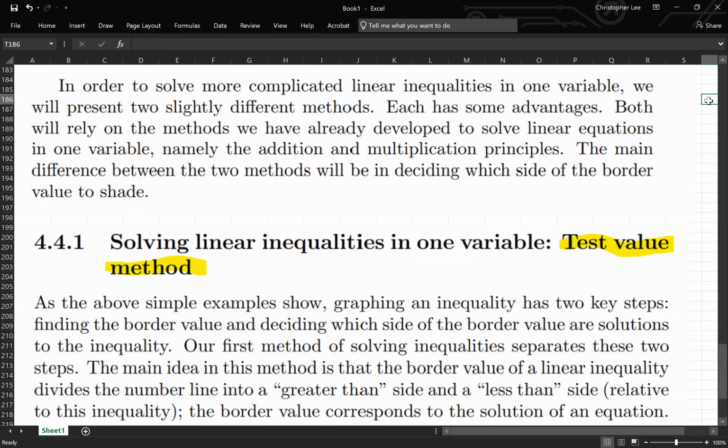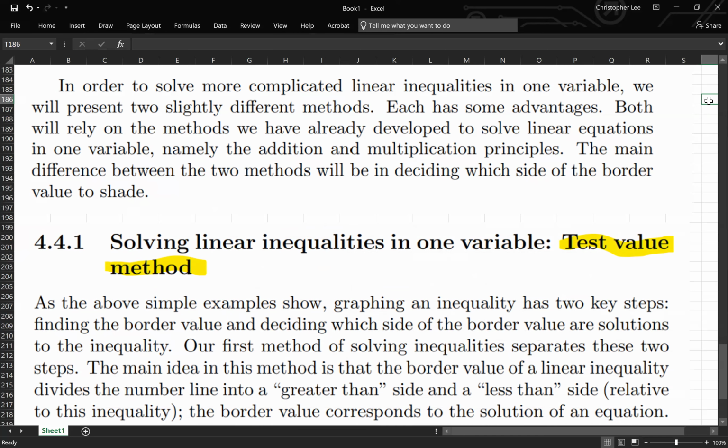So next we're going to be talking about solving linear inequalities in one variable, the test value method. All right. So now we're getting into a little bit of calculus right here. I know y'all are all changing over to a math major at the end of this, right? Definitely.